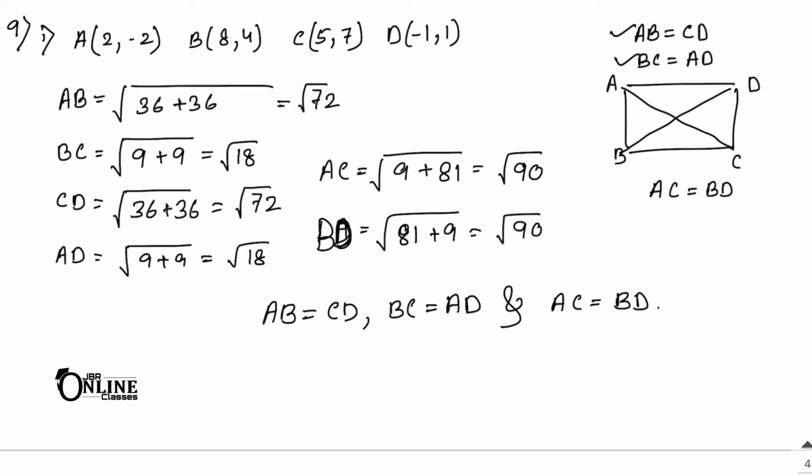So in this way I hope you can solve the next one for the square. For the square all sides will be equal, and definitely the two diagonals will also be equal, because in a rhombus there will be four equal sides but the two diagonals are not equal. So I hope you can solve it.